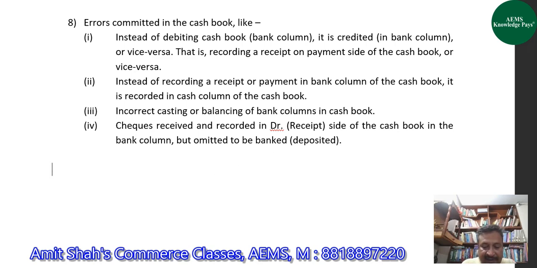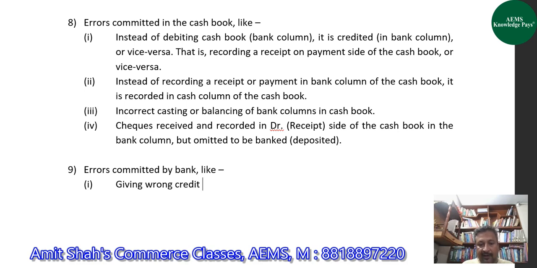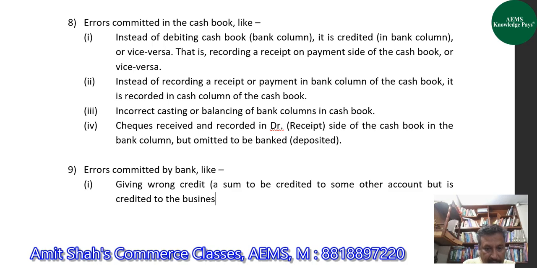And the last one, guys, the last reason is errors committed by bank, like giving wrong credit, or a sum to be credited to some other account but credited to the business account. Means some other business's collection is credited to our business account mistakenly by the bank, or giving wrong debit.